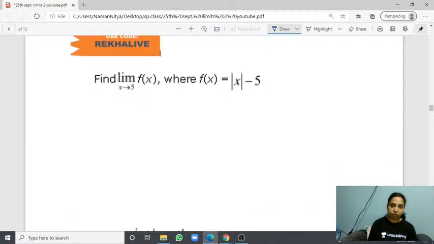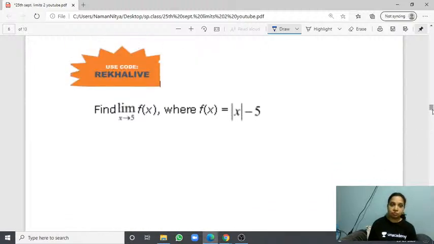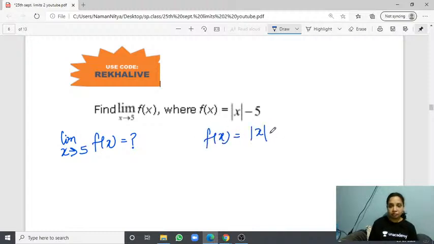Okay, let me take one more question here. Here they are asking you to calculate limit x tends to 5 f of x. And what is f of x here? f of x is mod x minus 5. So see, here also we have a mod function, but don't think that in this case also the limit does not exist. So how to do this kind of question also? Obviously we will calculate the left hand limit.